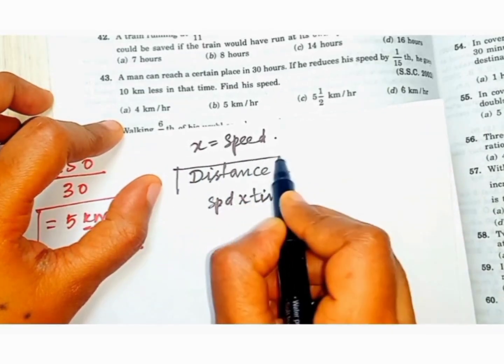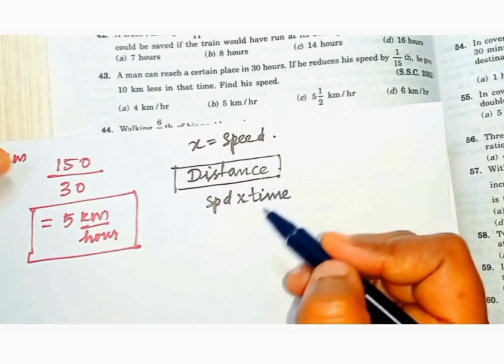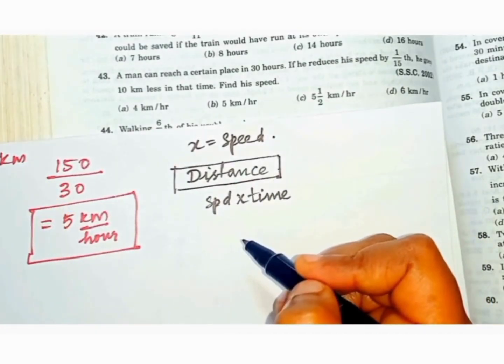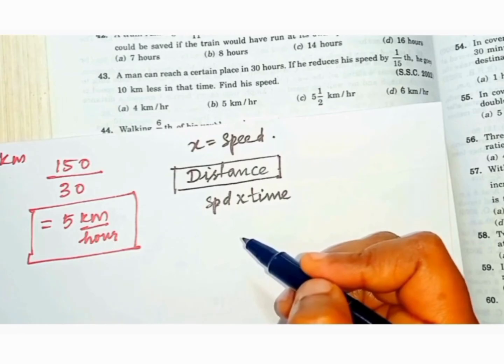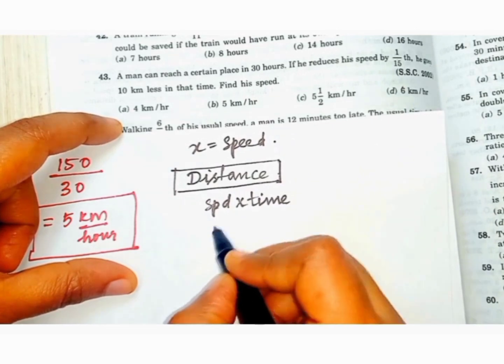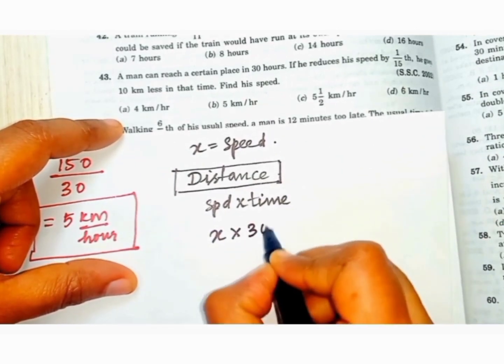So in this second method, we are going to try to balance out distance. Previously we were equating speed. Now we are going to equate distance. So what is this initial distance? Same, speed is x as we considered, and the time given in the question is 30 hours.